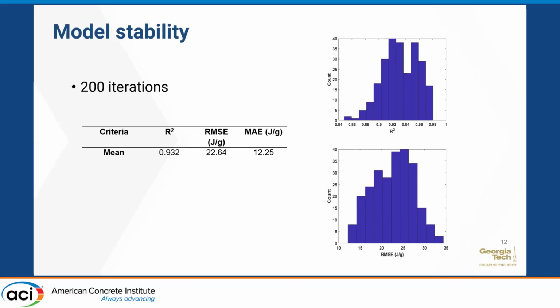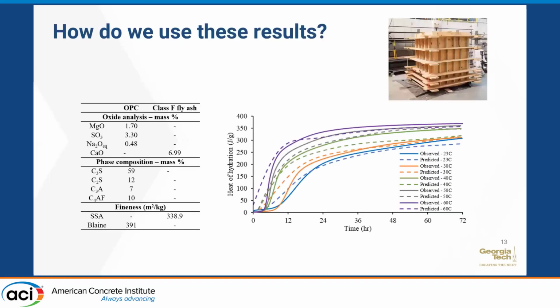So now after training the model, I was interested to see how it would perform if we upscale these values and use them for mass concrete application. For this reason, I used a mid-scale experiment, which we performed at the lab at Georgia Tech. It is a mass concrete mid-scale experiment, and the mixture design of this experiment contained 25% fly ash replacement. The chemical and physical characteristics of the mixture design are shown in the table here, and these are only the values which are relevant to my GPR model.